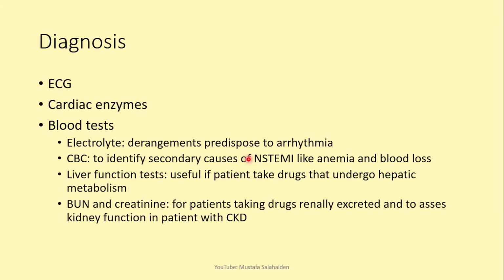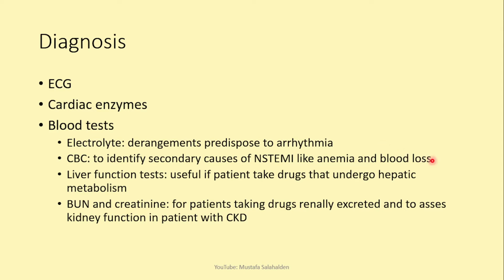Now, for the diagnosis, you're thinking ECG and cardiac enzymes; those are the most important. You can also do some blood tests. The electrolytes are important because there is a predisposition to arrhythmia if there is derangement in the electrolytes. So you want to make sure that your electrolytes are within normal range.